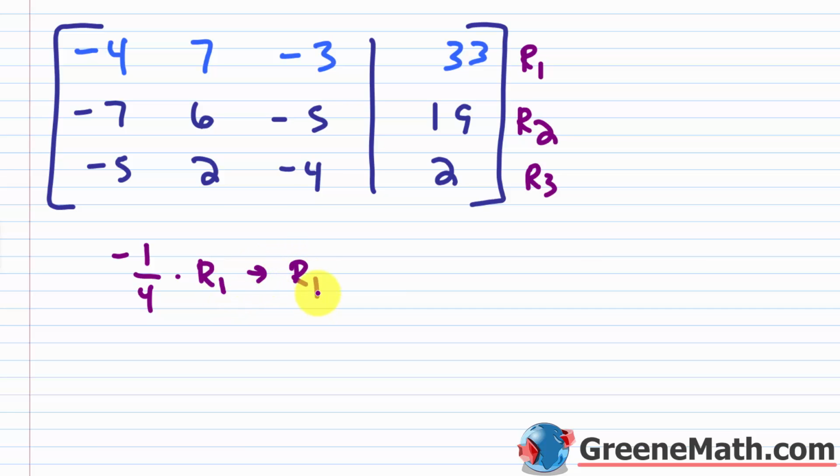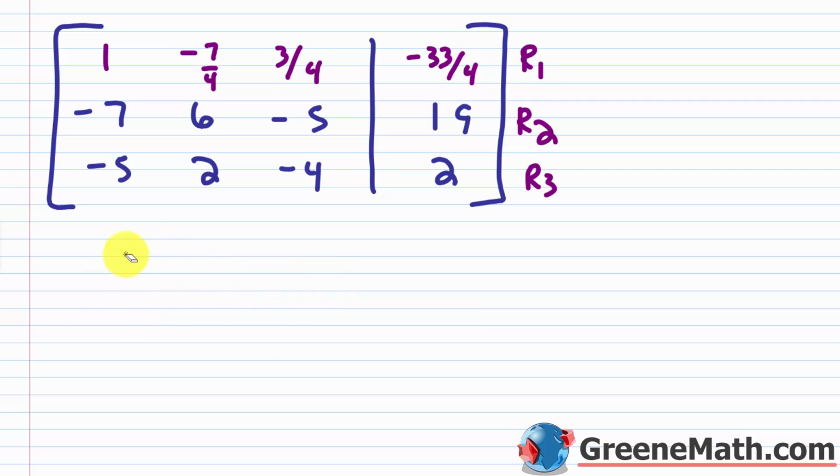So -1/4 times -4 is going to be 1. Then -1/4 times 7 is going to be -7/4. Then -1/4 times -3 is going to be +3/4. And then -1/4 times 33 is going to be -33/4. Okay, so that part's done.